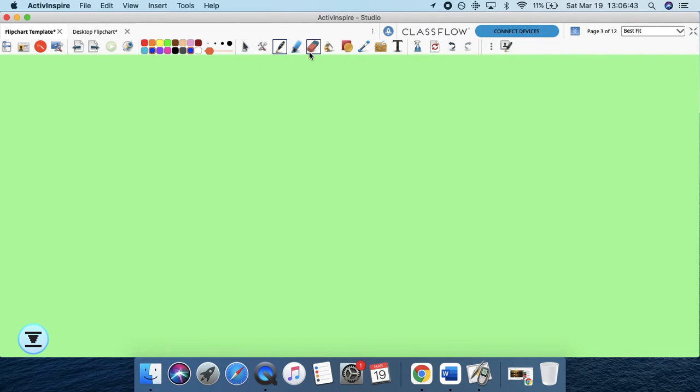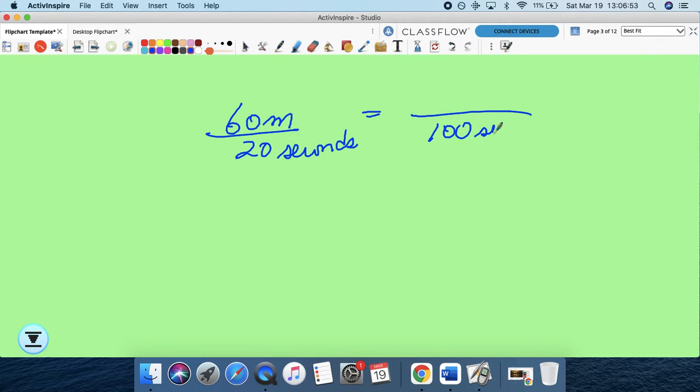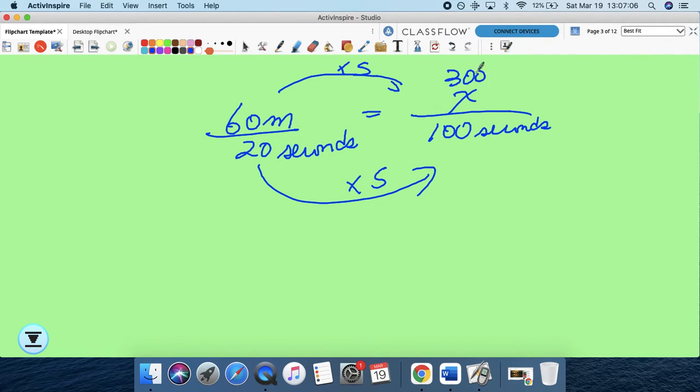And I can swim 60 meters in 20 seconds. You're asking if she keeps the same speed in 100 seconds, how far can she swim? So you can cross multiply or maybe go side to side. It's times 5. Maybe that's easier. Times 5. So what do we get here? 300 meters. So if you want to cross multiply, you can. If you find a relationship, that's also good.